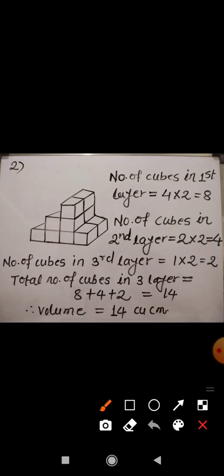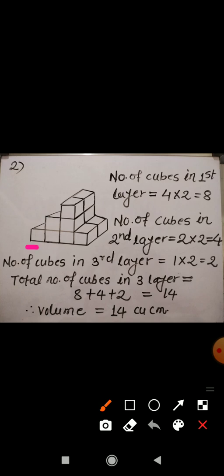See the second picture. In this picture, how many layers you can see? This is 1 layer, this is 2 and this is 3. Total there are 3 layers. Again all 3 layers having different number of cubes. So let us count them layer wise.